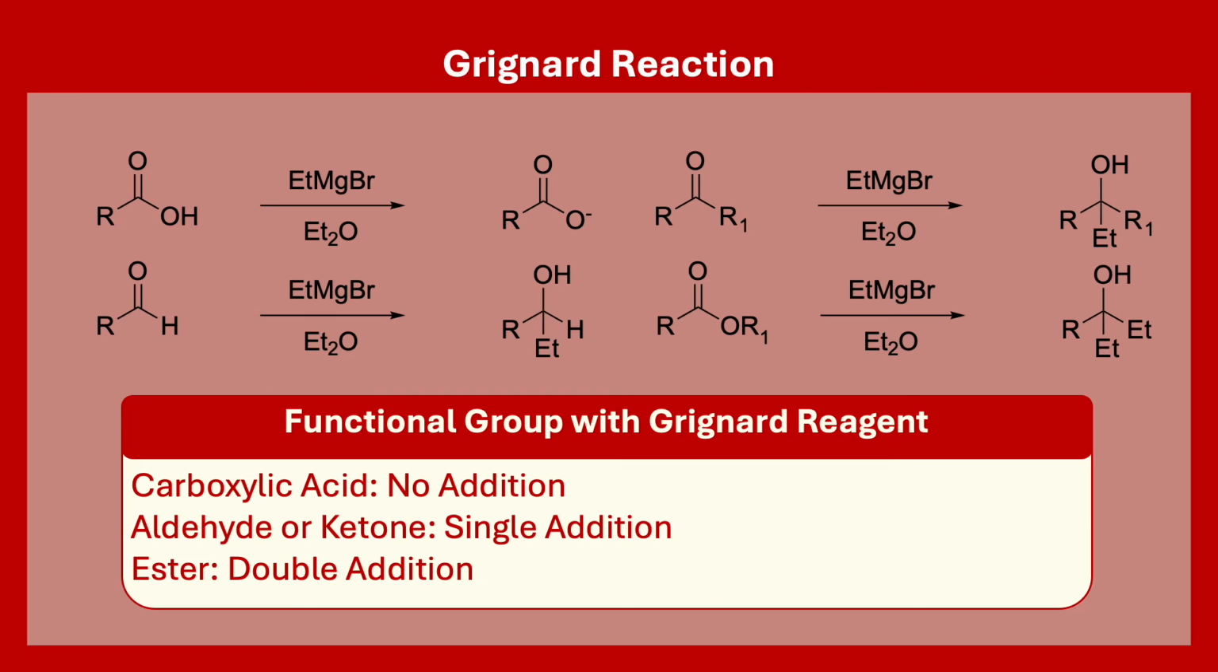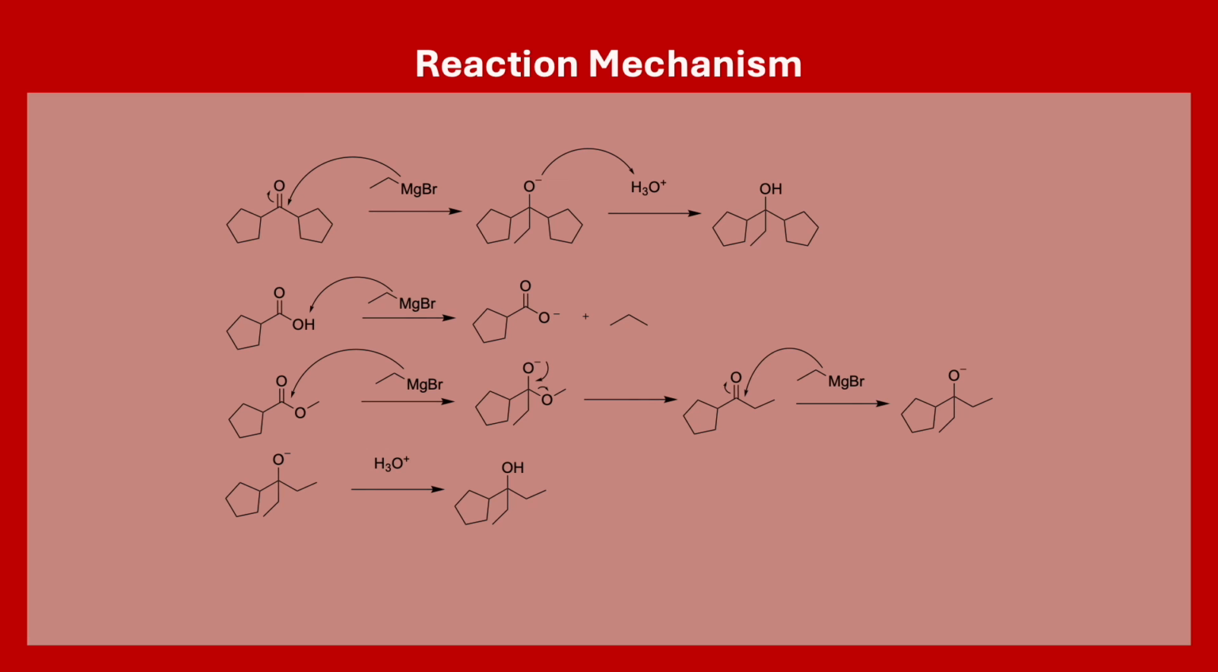This slide shows the functional group tolerance of Grignard reagents. With carboxylic acid, no additions occur. With aldehydes and ketones, only one addition occurs, and with esters, two additions occur. This slide shows the curly arrow mechanism for this reaction.